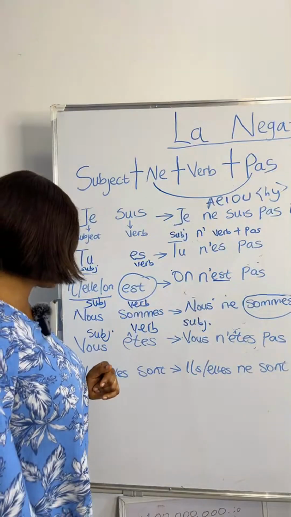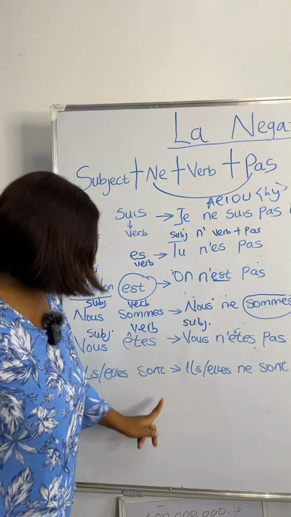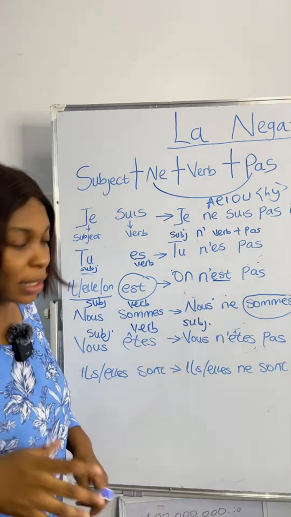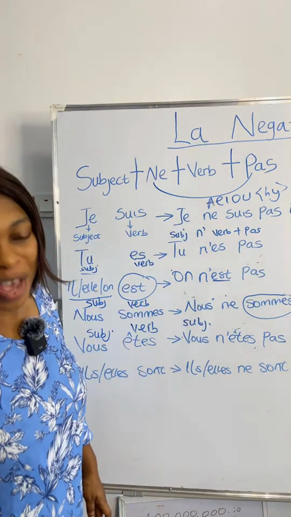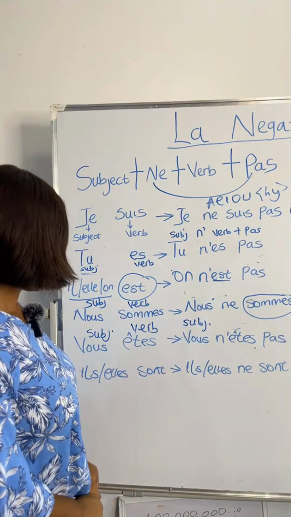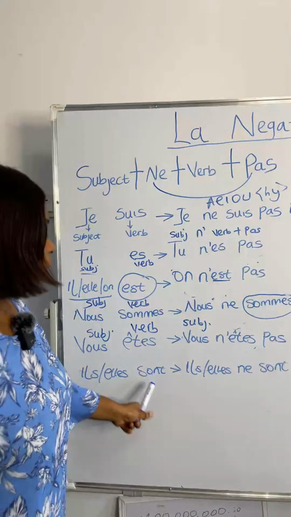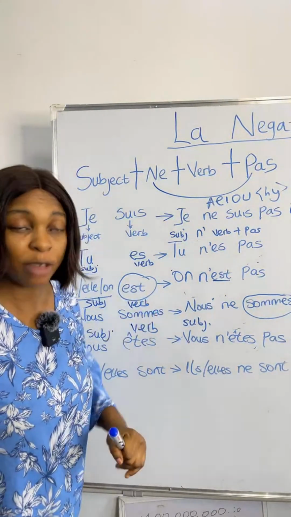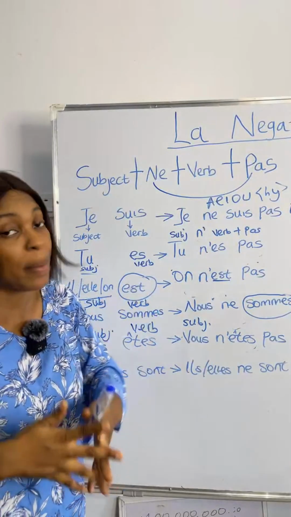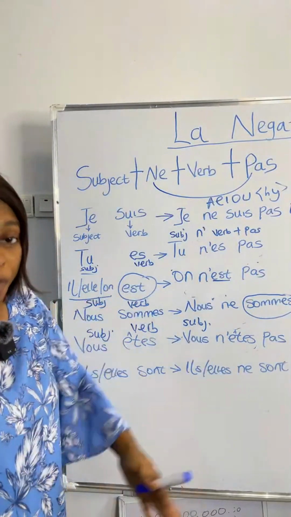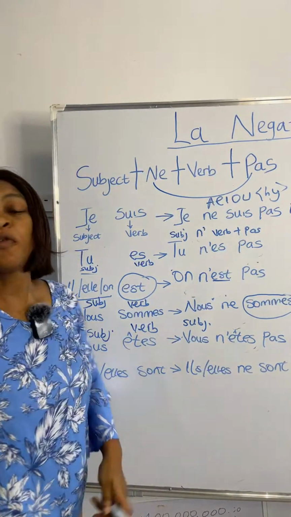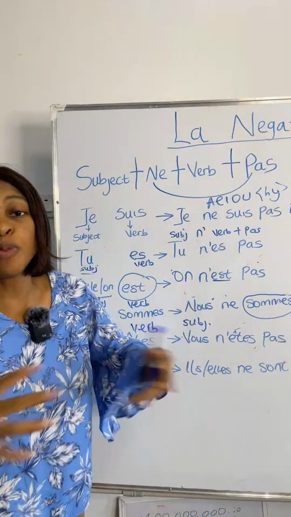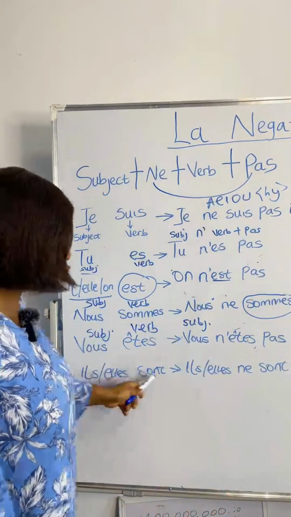Now let's go to the last one. Ils sont is they are for masculine. Elles sont is they are for feminine. Good. I repeat. Ils sont, they are, for masculine. That's when you are addressing a group of people that maybe are male, right? Addressing a group of men, you use ils sont. Then elles sont for females. When you are addressing a group of women, you use elles sont.